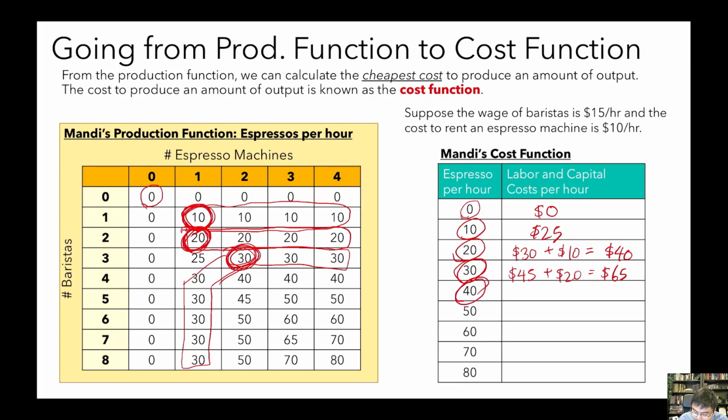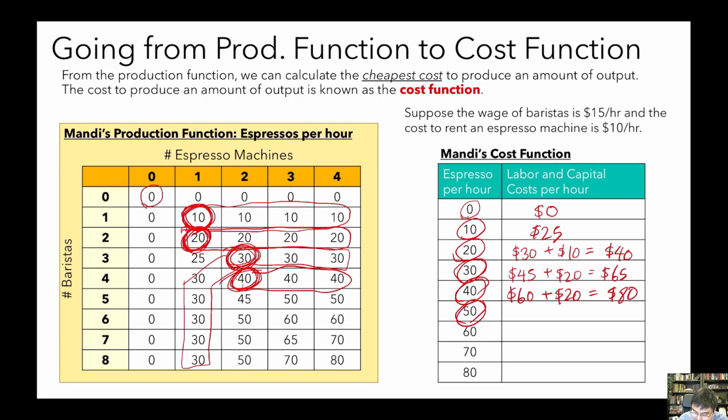All right, I think you get the picture, but let's just do a couple more. So how do we make 40 espressos per hour? These are all the ways to make 40. The cheapest is clearly going to be here, 4 baristas and 2 espresso machines. To hire 4 baristas, that's 4 times 15, so it's 60. And then 2 espresso machines, 20. All right, so it takes us $80 per hour to make 40 espressos per hour.